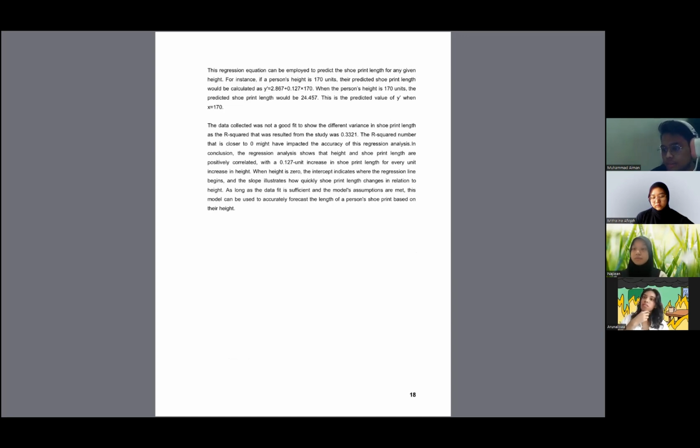So the regression equation can be employed to predict the shoe print length for any given height. For instance, if a person's height is 170 units, their predicted shoe print length would be calculated as y is equal to 2.67 plus 0.127 times 170. So when the person's height is 170 units, the predicted shoe print length would be around 24.457. So this is the predicted value of y when x is equal to 170.